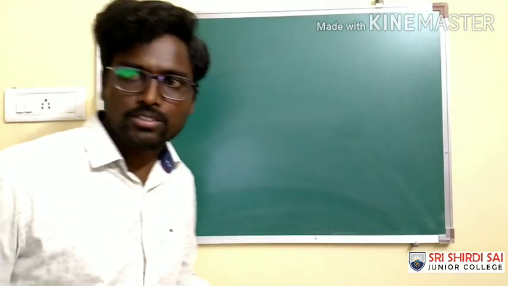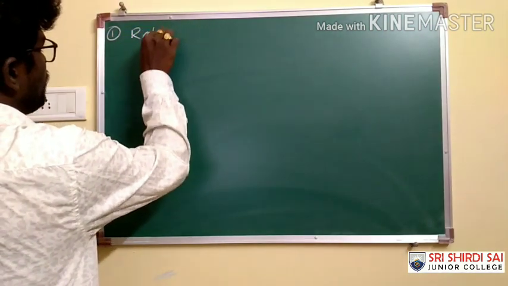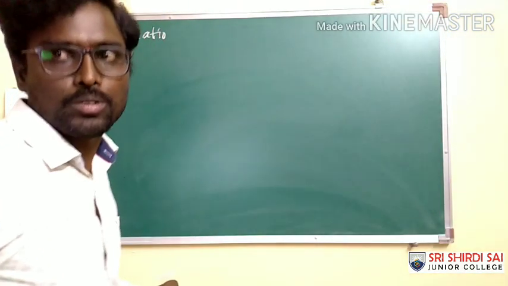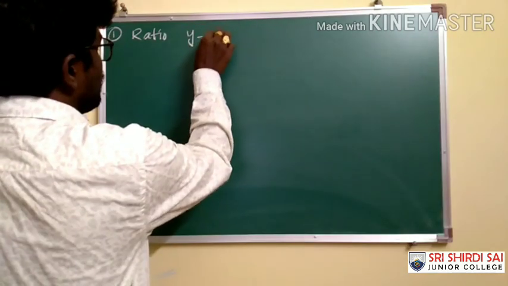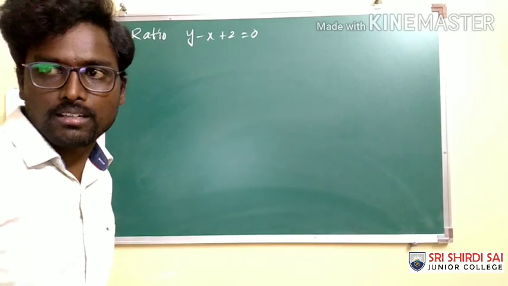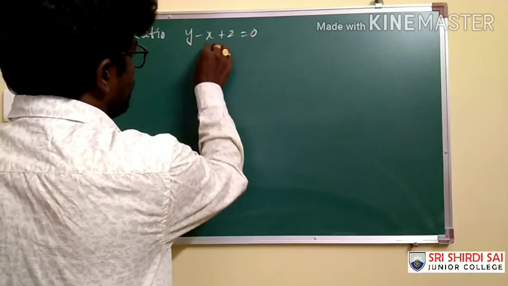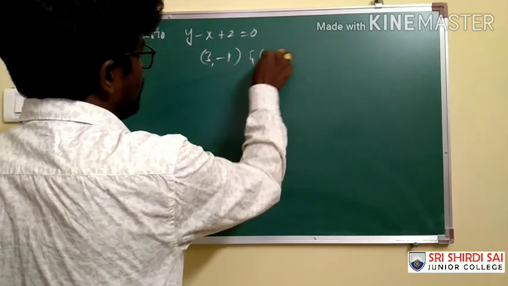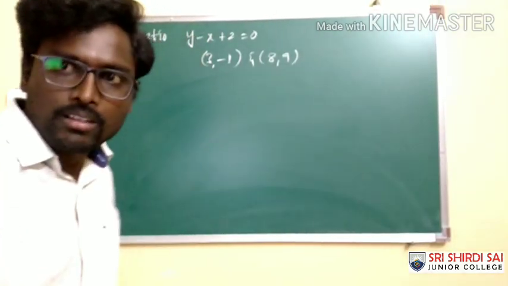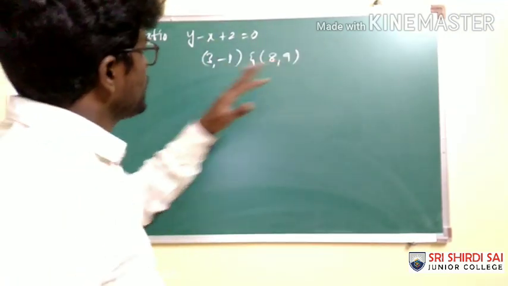Determine the ratio in which y minus x plus 2 equal to 0 divides the line joining 3, minus 1 and 8, 9. The question speaks exactly of the ratio in which y minus x plus 2 equal to 0 divides the line joining these two points.